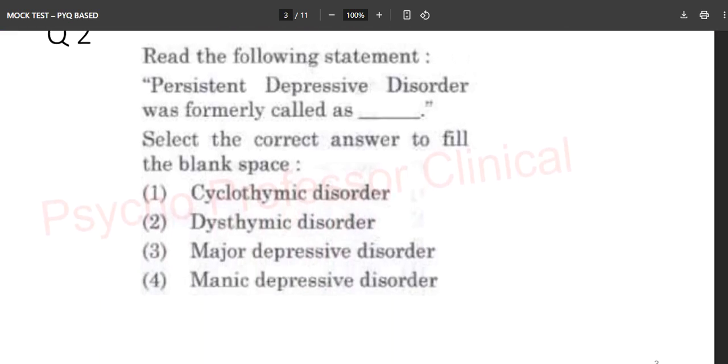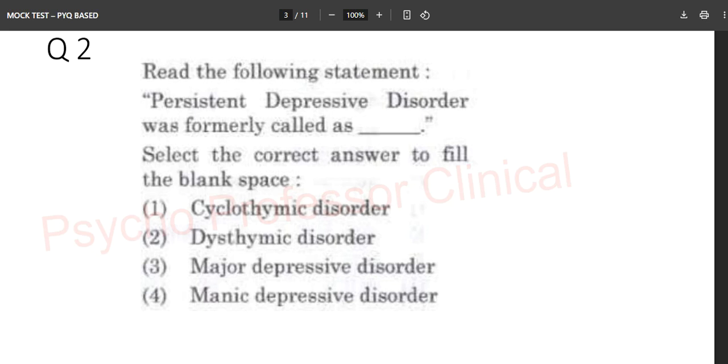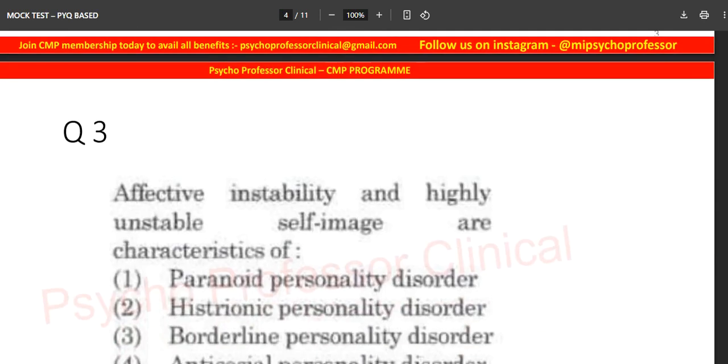Read the following statement. Persistent depressive disorder was formerly called as. What is the correct answer over here? Cyclothymic, dysthymic, major depressive disorder, or manic depressive disorder. Persistent depressive disorder. Okay, we are talking about the depression thing over here and what it was formerly called as. Was it cyclothymic or dysthymic? Try to answer it correctly. Let's move forward to the next one.